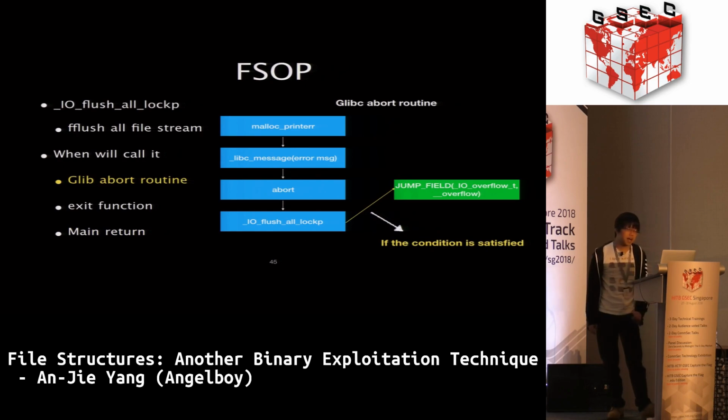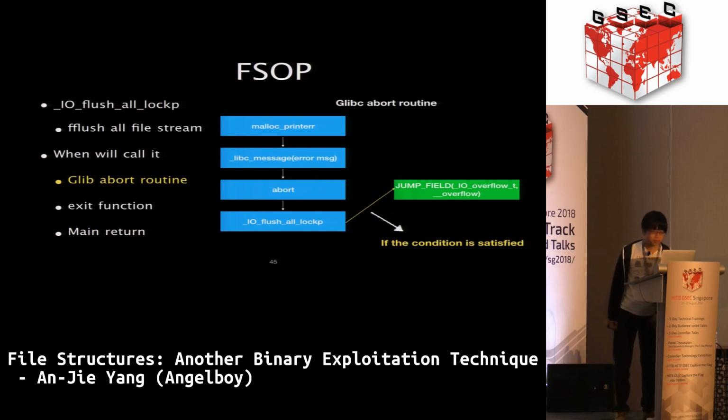So what is IO_flush_all_lockp used for? It is used to flush all file streams in the linked list at the end of the program or when the program terminates. For example, it will be called when glibc aborts, exits, or executes main return. At first, the goal of IO_flush_all_lockp is to prevent all data from being lost before the file is closed when the program exits. In this session, we will take the glibc abort routine as our example.